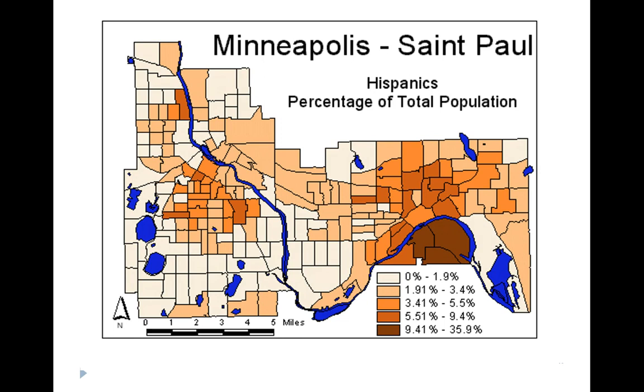This is another map that shows the percentage of total population in Minneapolis and St. Paul of Hispanic residents. Again, Minneapolis and St. Paul both have a high population of Hispanic immigrants, but St. Paul, specifically the southern part of St. Paul, south of the river, has a higher Hispanic population.